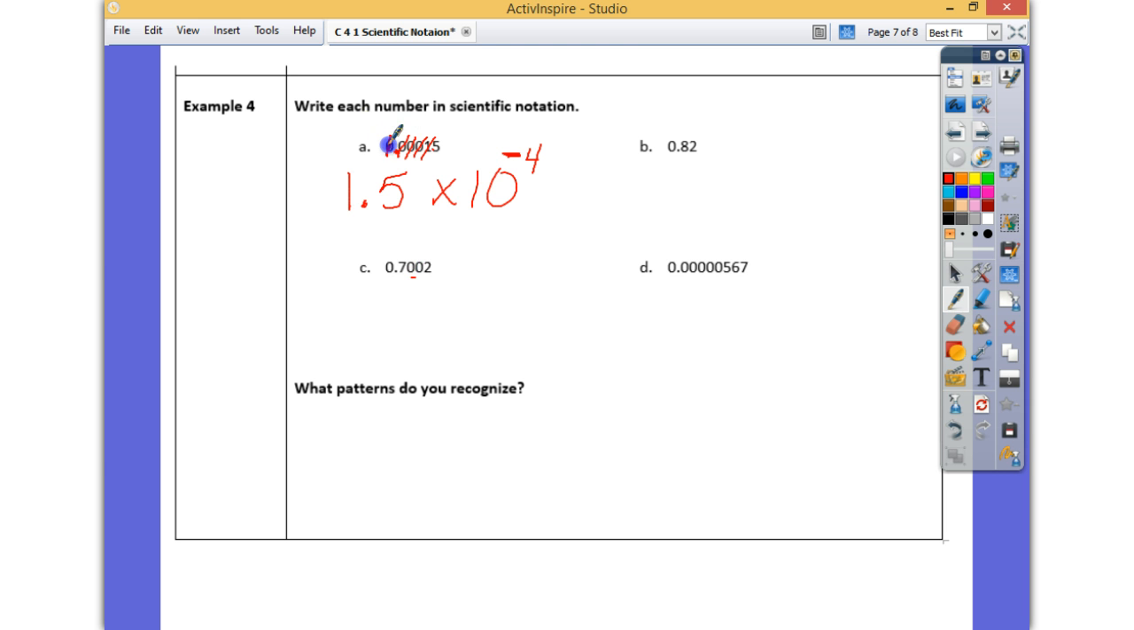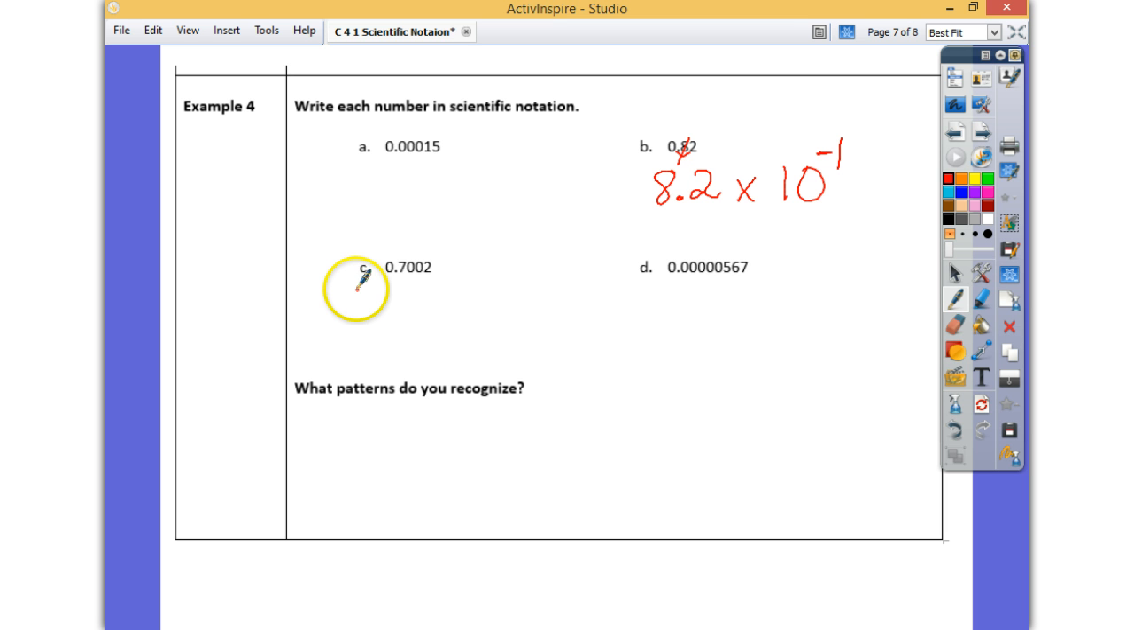If it was 1.0015, then what would it be? Confusing you. That wasn't nice. B, what do you get? Where should I move it? What do you want it? Between the? Yep, between the 8 and the 2 times 10 to the what power? Negative 1, because we moved it once.